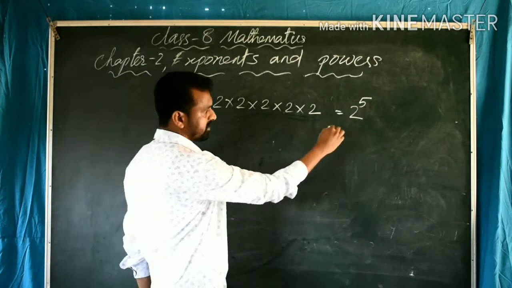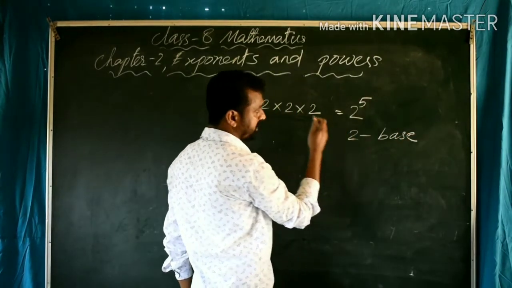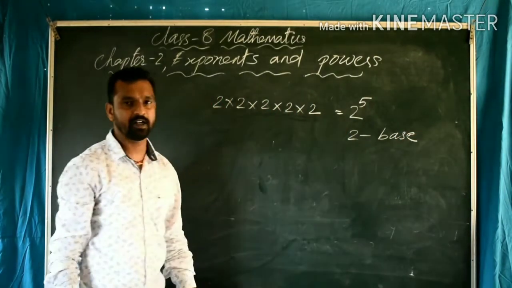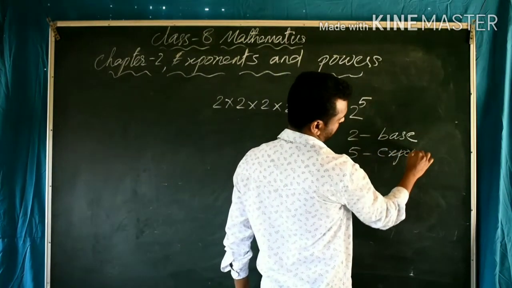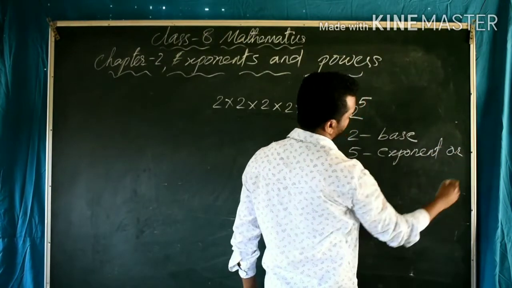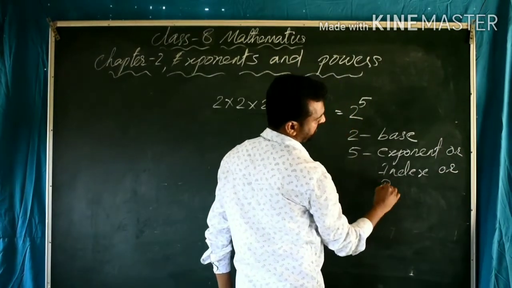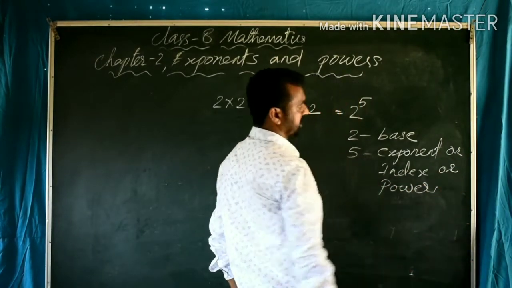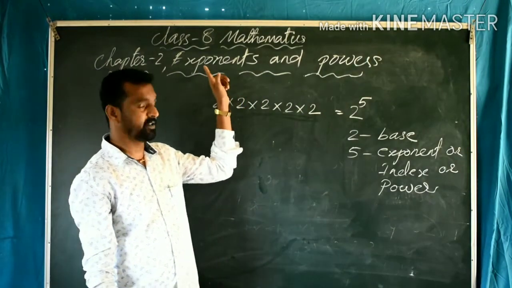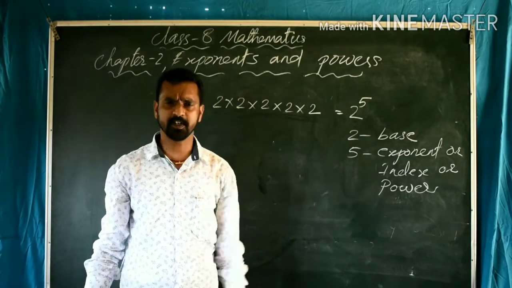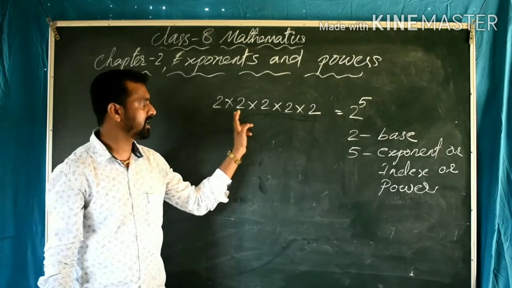That means here 2 is called the base, and how many times we have multiplied that number is called the exponent. That is, 5 is called the exponent, or we can say index, or power. So remember the definition. Exponents are a mathematical notation used to express how many times a number is multiplied by itself.